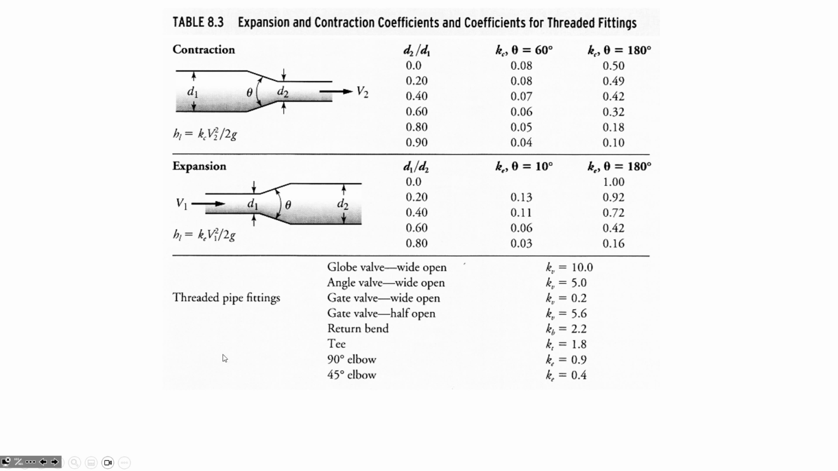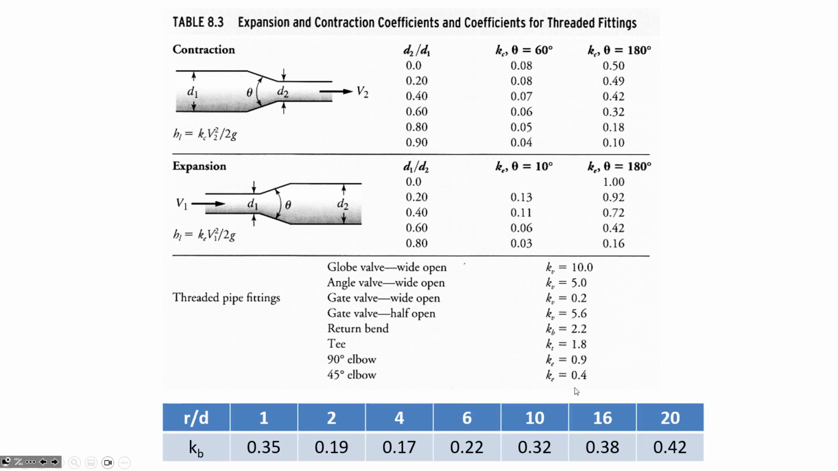A 90-degree elbow takes out more energy than a 45-degree elbow. And so an elbow would be like a rapid change in direction. It wouldn't have any tapering or gradual transition there.